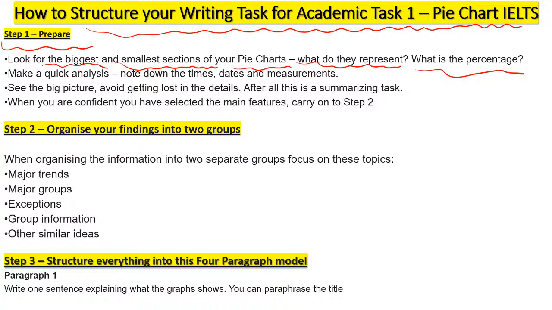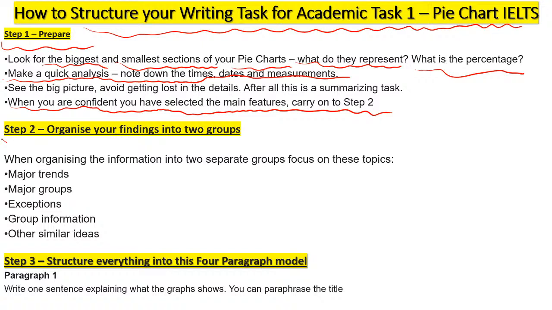Next, make a quick analysis, note down the times, dates and measurements. See the big picture, avoid getting lost in detail. A deep detail is not required in writing task 1. You need to write what is stated in the chart. After this summarizing task, you will feel confident. When you are confident you have selected the main features, carry on to step 2.